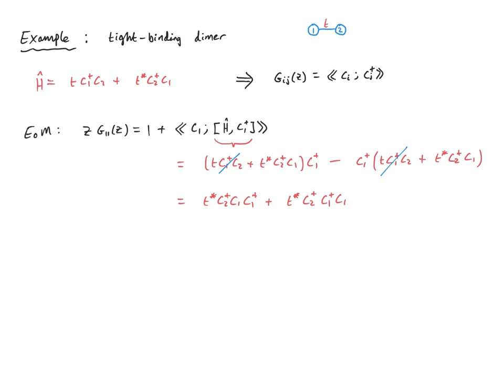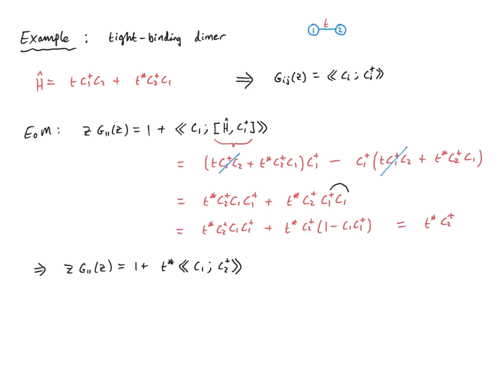But we're not quite done. To be able to compare these two, I still need to hop this orbital C1 dagger over here. Then I can compare these two terms. Using the anti-commutator for C1 and C1 dagger, I can then write it in the following way. And we immediately see that this first term here cancels with this second part, leaving us overall simply with T star C2 dagger. Plugging this back into the equation of motion, we find that z times G11 is equal to 1 plus T star of this correlation function formed by the operators C1 and C2 dagger. But of course, this latter object is simply the Green's function G12 of z.